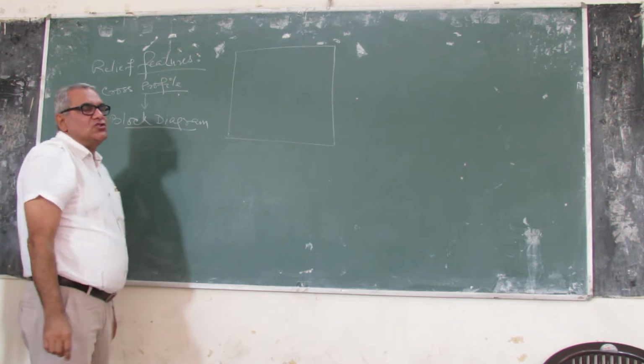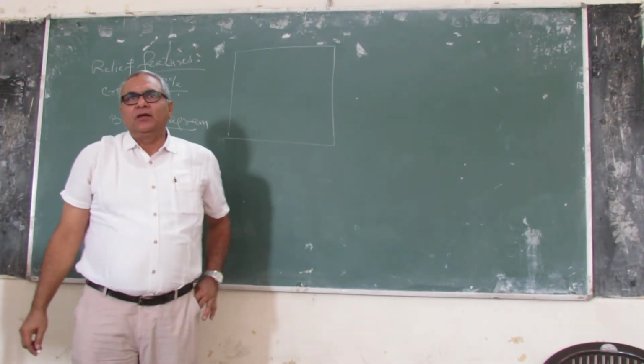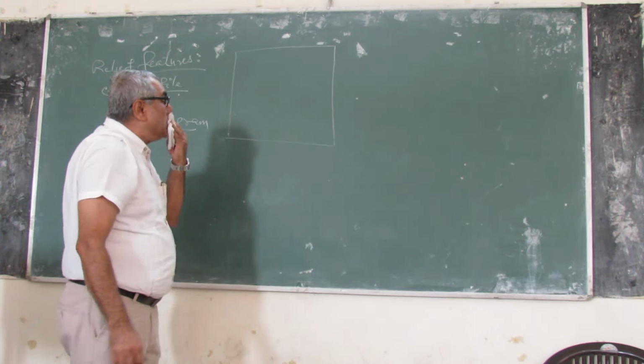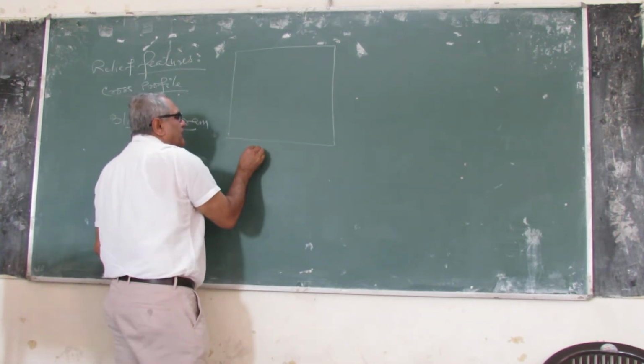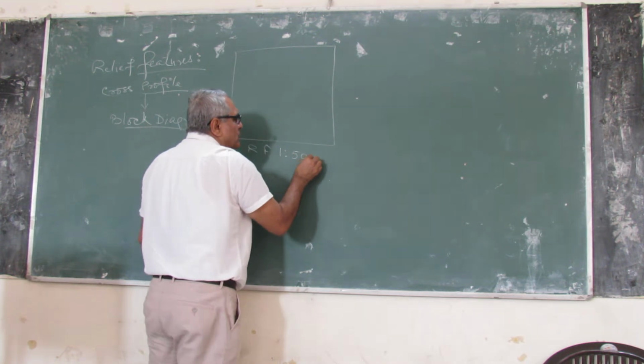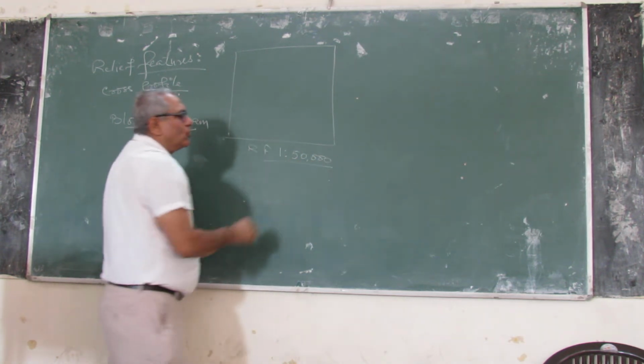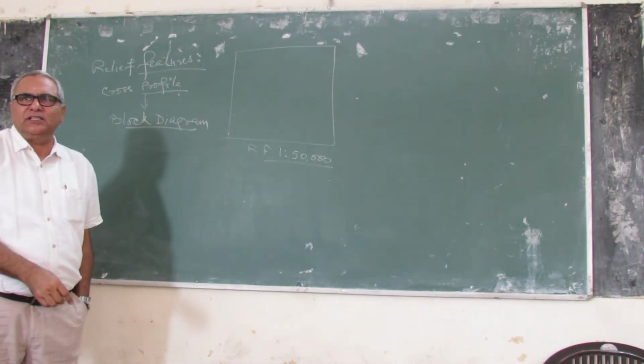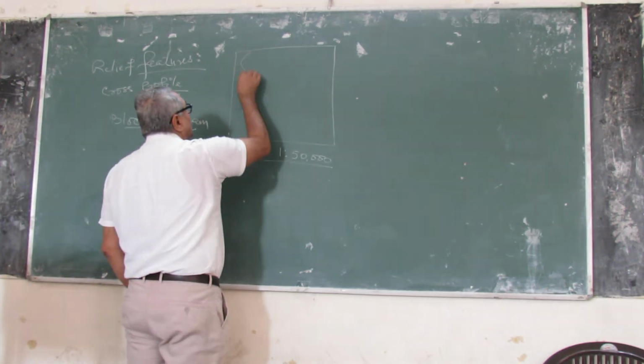Then how to construct the block diagram? Suppose in this area of contours, the RF is always given. मैंने इसको RF 1:50,000 दिया. And where are the contours?